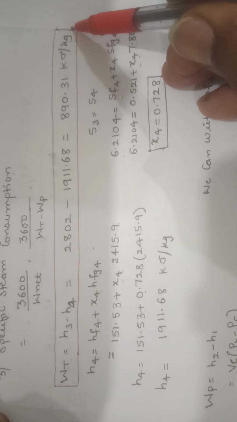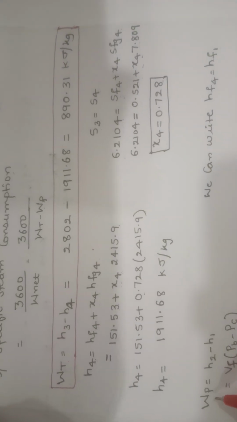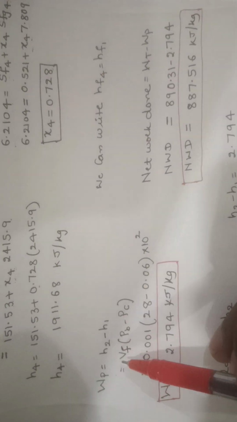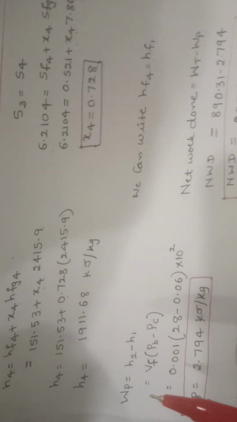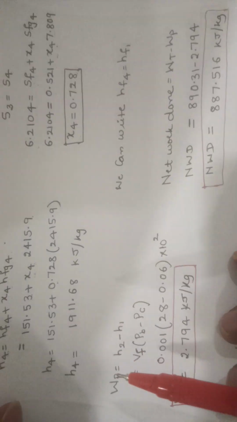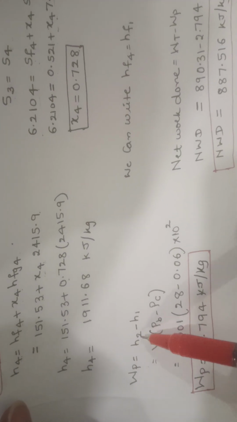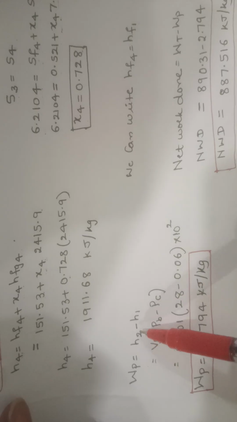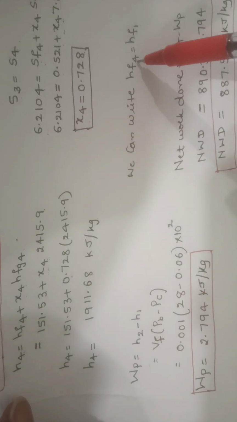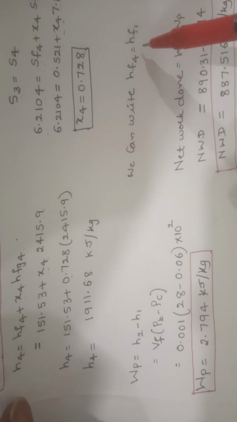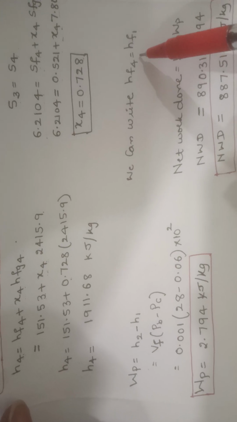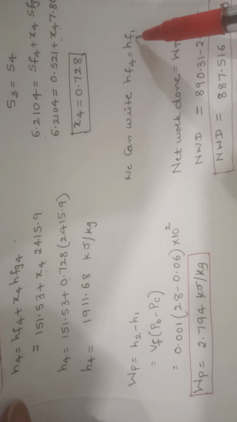So now let us calculate the work input to the pump. So how to calculate this work input to the pump? This is calculated by using the formula, work input to the pump is given by H2 minus H1. As it is a constant pressure process, P4 is equals to P1 I can write. Therefore whatever the pressure at 0.06 bar we are taking, the same values we can copy for 0.1 also.